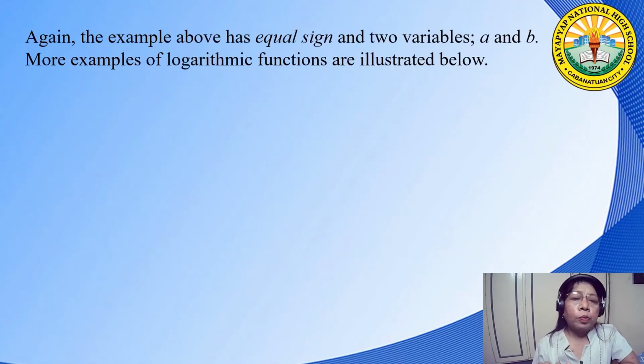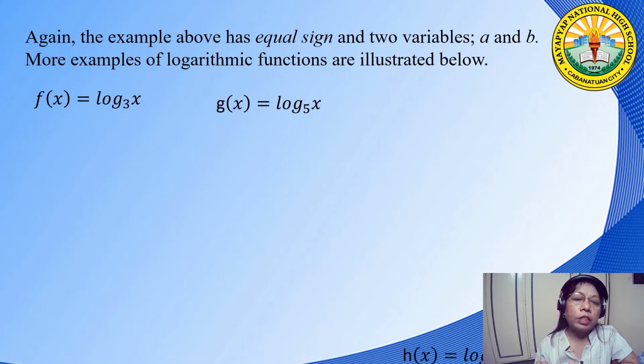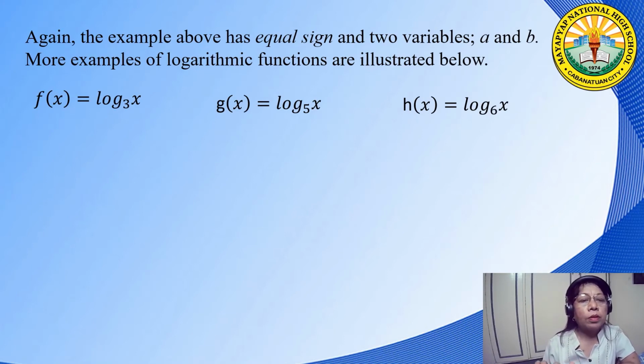More examples of logarithmic function are illustrated below. f of x equals logarithm of x to the base 3. g of x equals logarithm of x to the base 5. h of x equals logarithm of x to the base 6. f of x, g of x, and h of x is y. So therefore, there are two variables involved in the given examples, x and y.